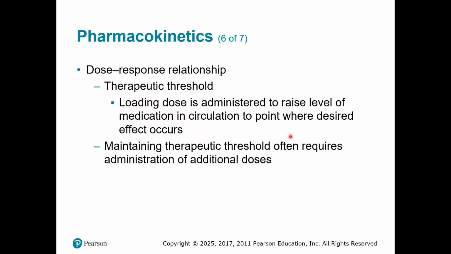The dose-response relationship, therapeutic threshold. The loading dose is administered to raise levels of medication in circulation to a point where the desired effect occurs. Maintaining therapeutic threshold often requires the administration of additional doses. That morphine, for example, right? I give somebody 4 milligrams of morphine, and they're like, oh, thank you, that made me feel so much better. Well, 2 hours from now, pain's coming back. 3 or 4 hours from now, pain's coming back, right? So we need to increase that threshold.